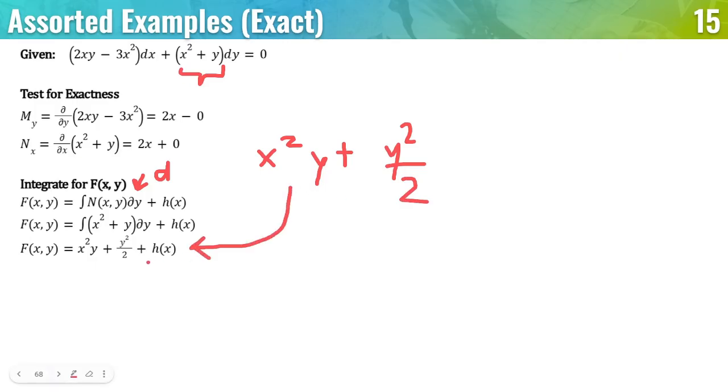Plus the variable of integration, h of x. If you're having a hard time remembering what the variable of integration should be, just remember that whatever you use here, it should be the other one. So if you use y here, or n of x, y here, you need to use h of x. Because here on the other side, in the next step, we will use m of x, y.